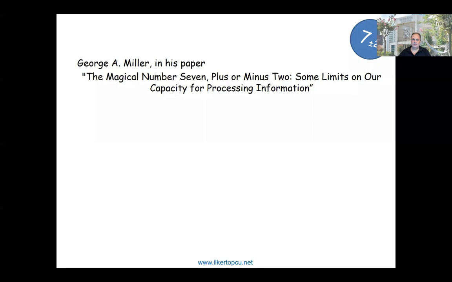Actually, this is George Miller's famous paper, The Magical Number 7 plus or minus 2. We have some limits on our capacity for processing information. He published this paper in 1956, a very old one, in the Psychological Review journal.